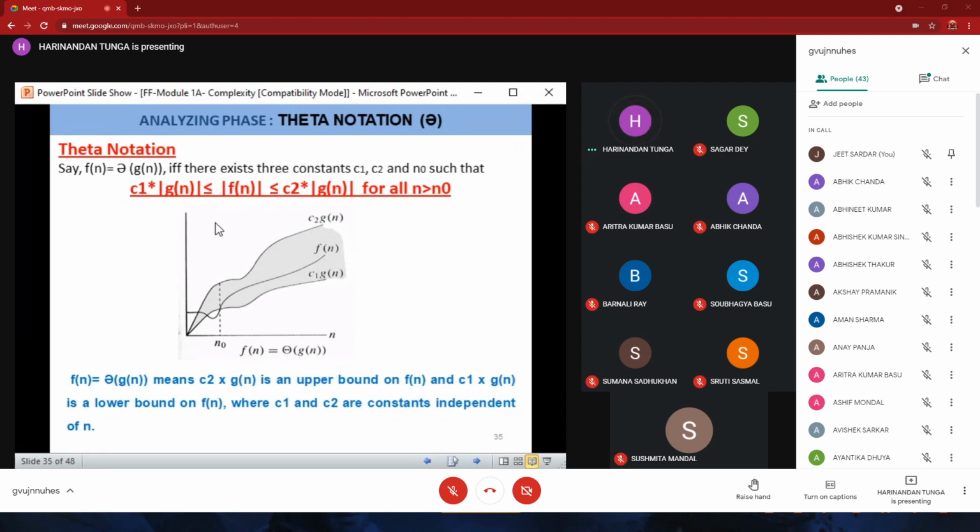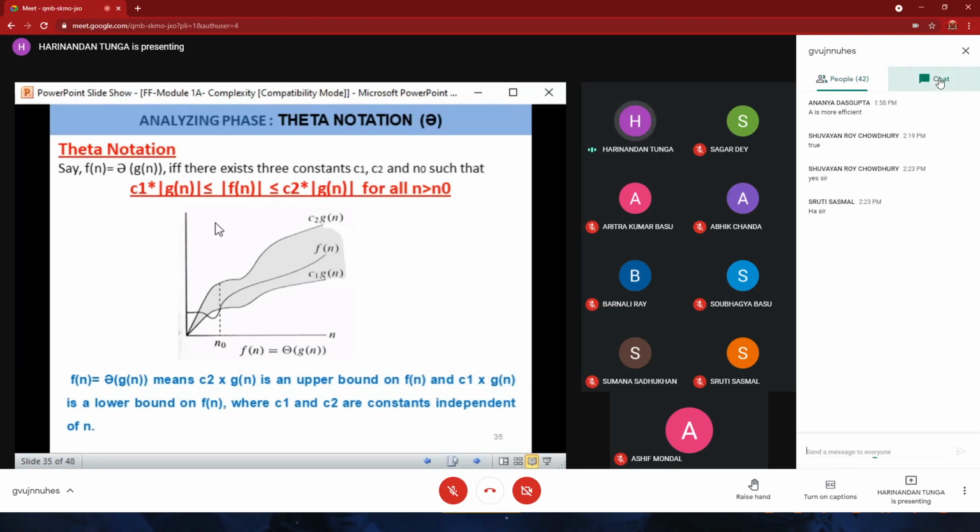Here are also Fn and Gn, two positive real functions. We say that Fn equals theta of Gn if there exist three constants, C1, C2, and n0, such that C1 times mod of Gn is less than or equal to mod of Fn, which is less than or equal to C2 times mod of Gn, for all n greater than or equal to n0. n0 is the minimum problem size.